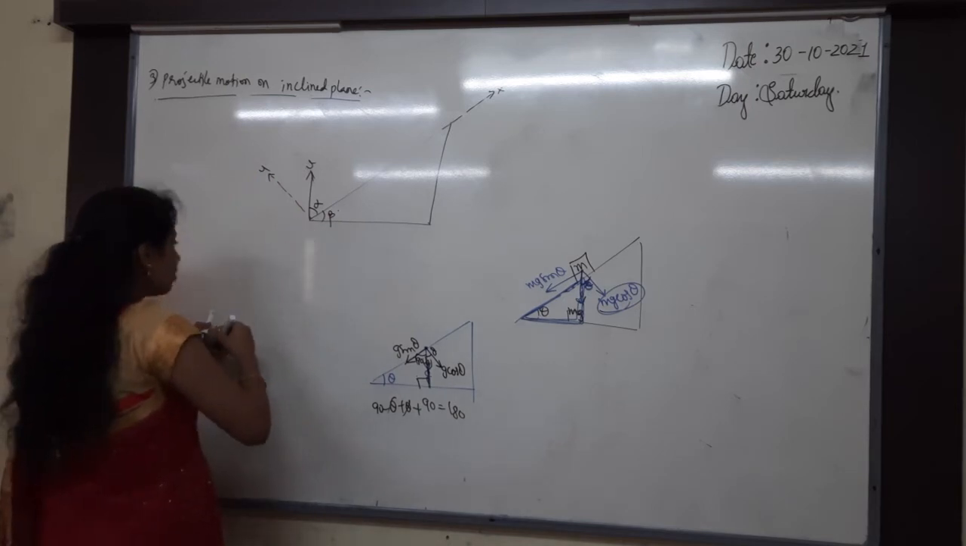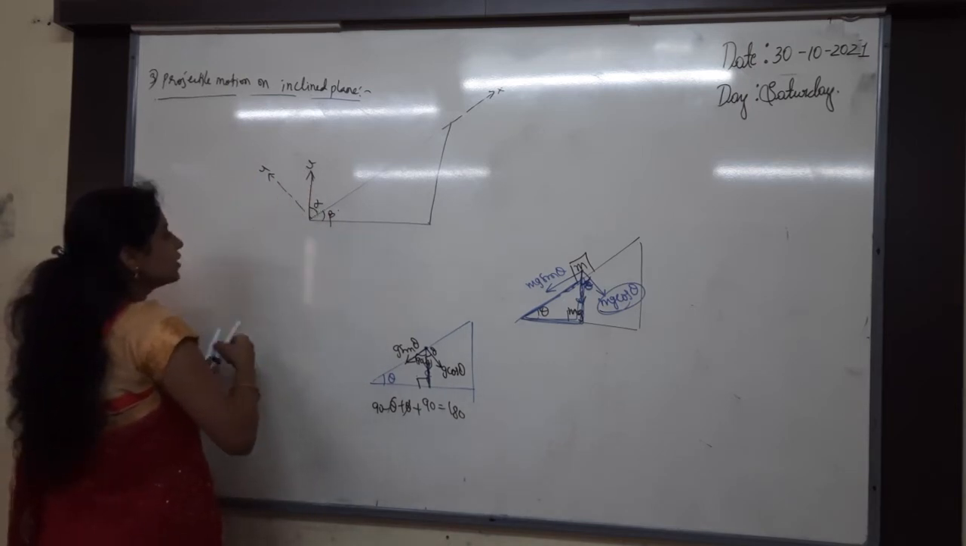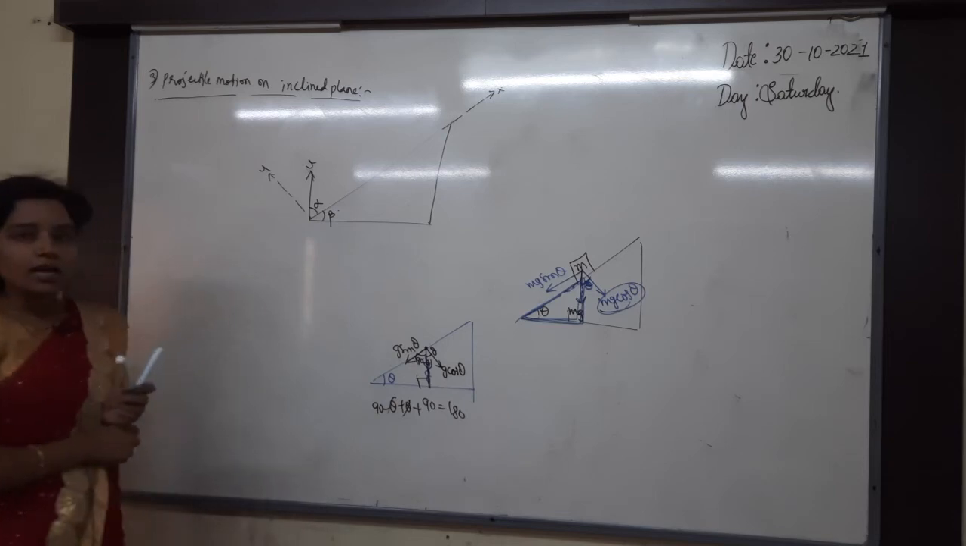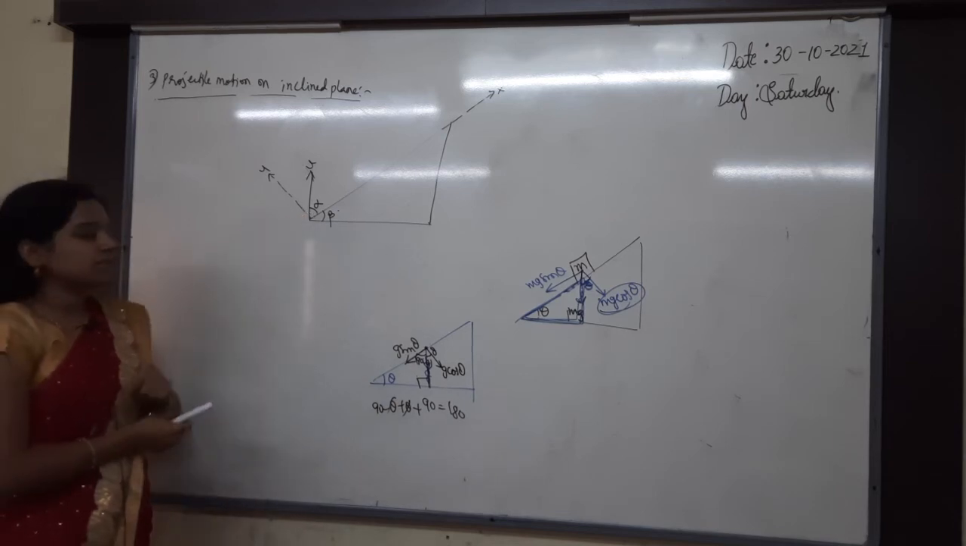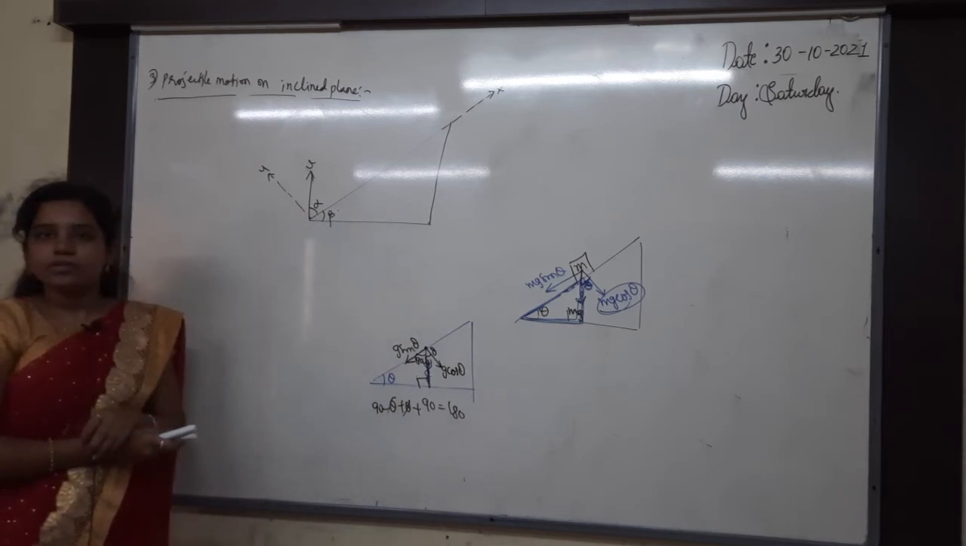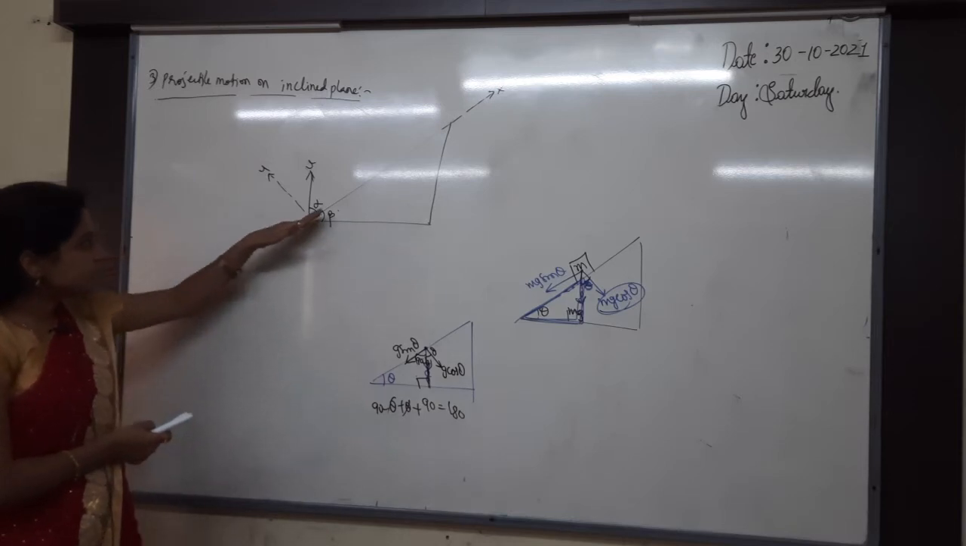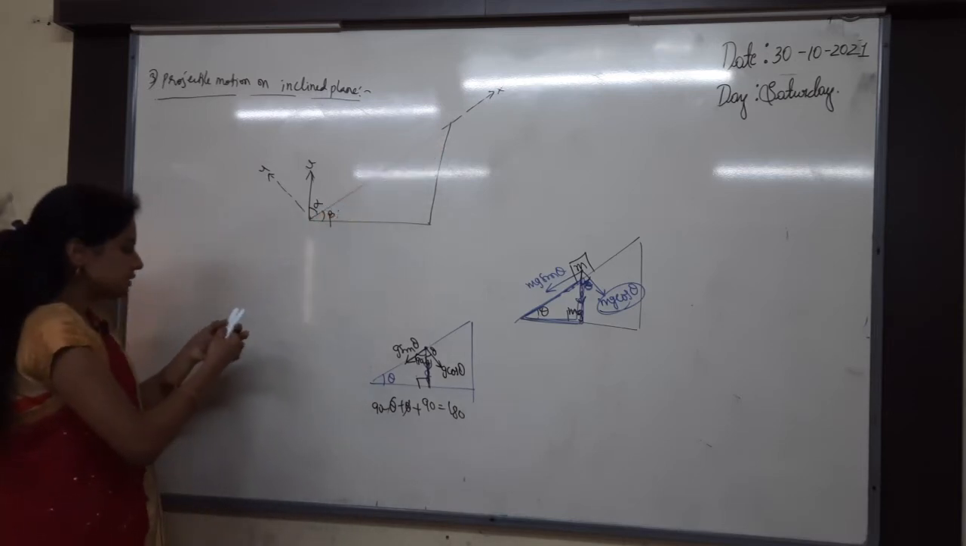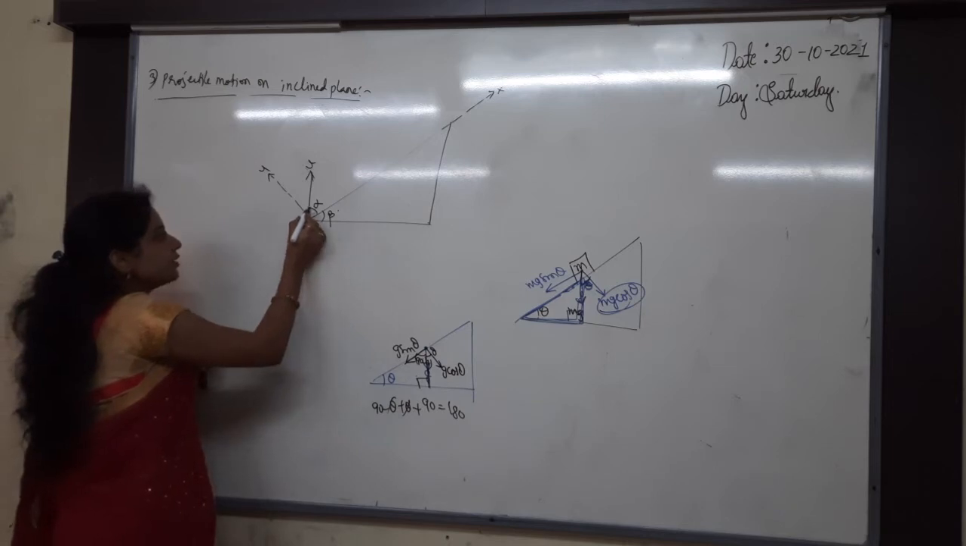Now the same thing will apply here also. Here I am projecting the object with what velocity? U velocity. At what angle? Alpha angle. Alpha angle with respect to what? Vertical. With respect to, not vertical, this is the inclined plane. See this here? Alpha is the angle here, no?